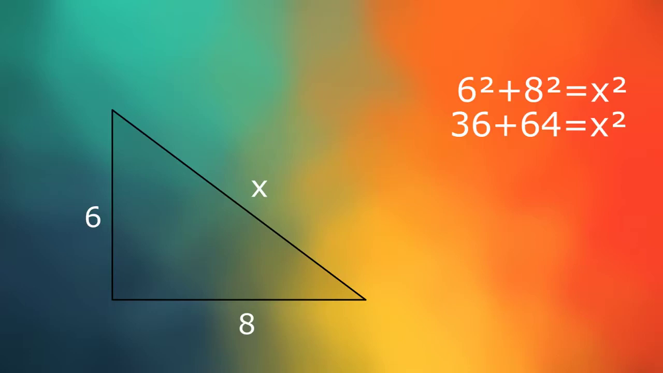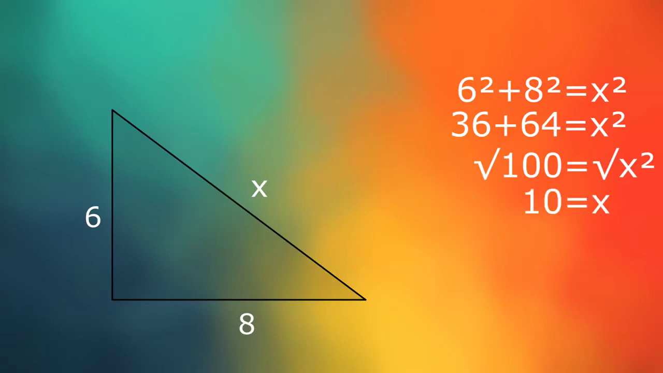Let's try to do this example. The two legs equal 6 and 8, so we need to find the length of the hypotenuse. 6 times 6 equals 36, and 8 times 8 equals 64. So 36 plus 64 equals 100. To get rid of x squared, we need to find the square root of 100 and x squared. The square root of 100 is 10, because 10 times 10 equals 100. The square root of x squared is just x. So that leaves us with 10. That must mean that the length of the hypotenuse is 10.